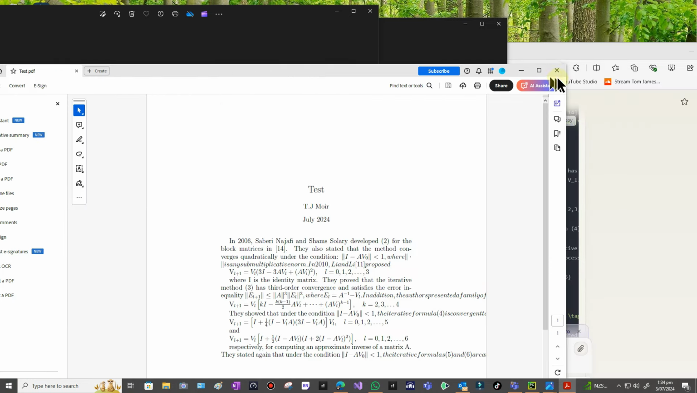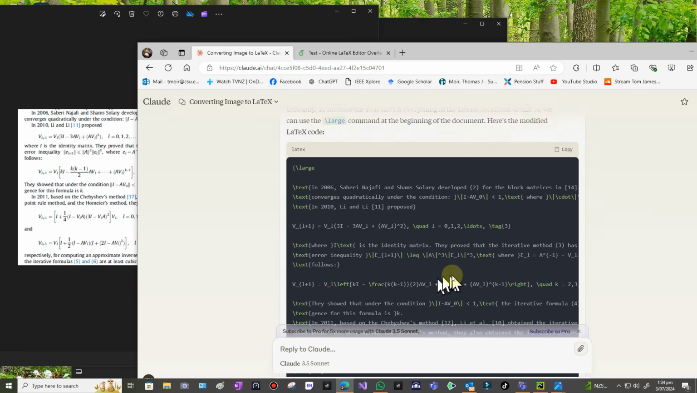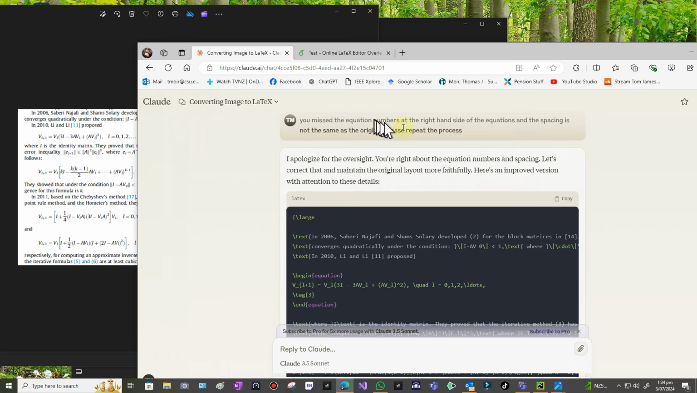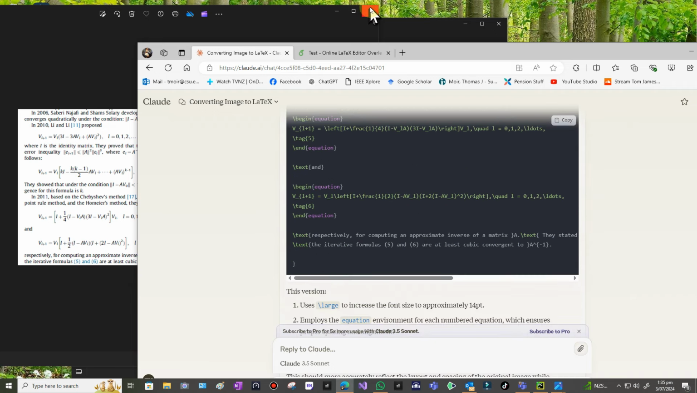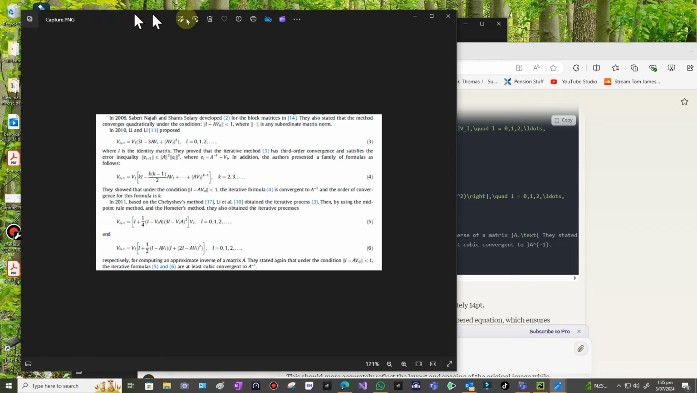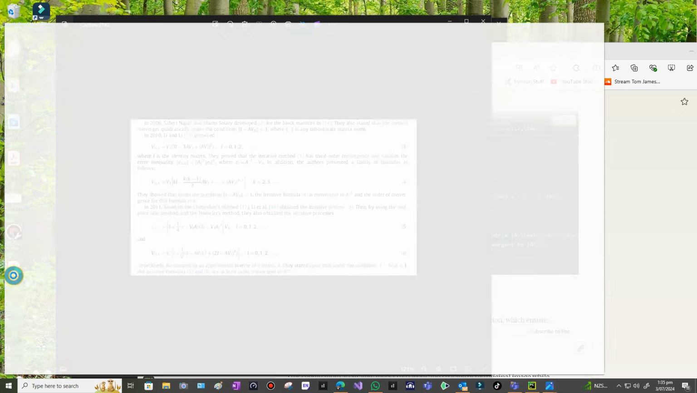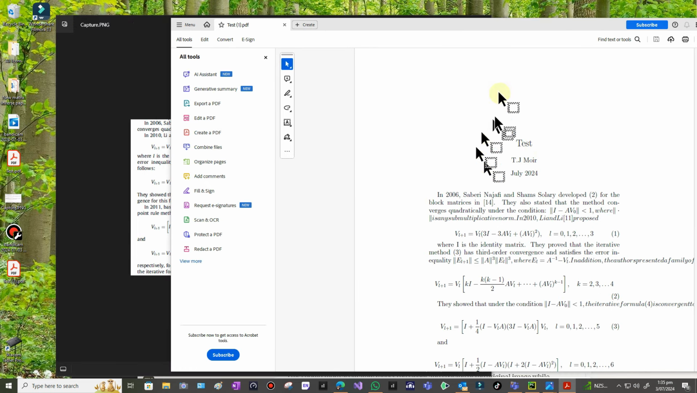So I went back to Claude 3.5 and I said, you missed the equation numbers at the right hand side of the equations and the spacing is not the same as the original. Please repeat the process. And it's given me another one here. So let's look at, I won't call it the final version, but the next version. And there it is. Of course, the original doesn't have this heading. I put that in.